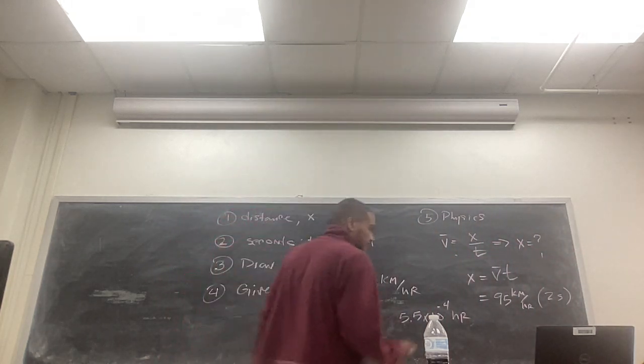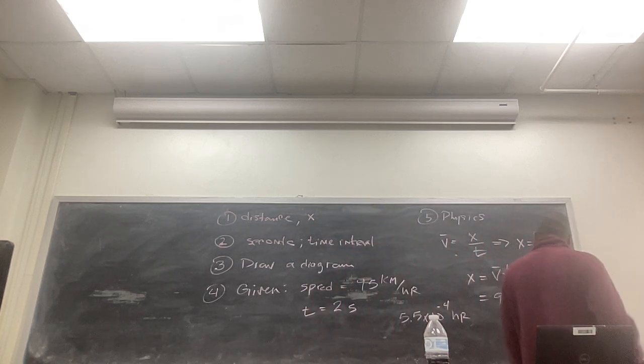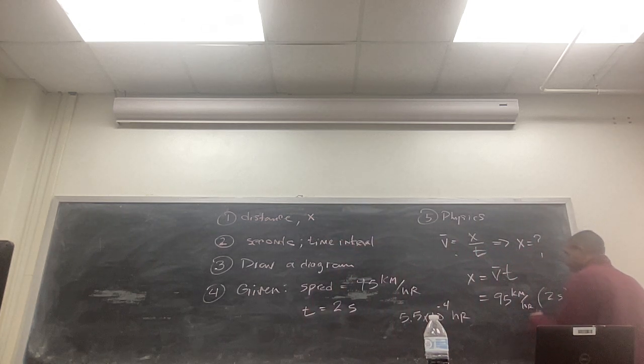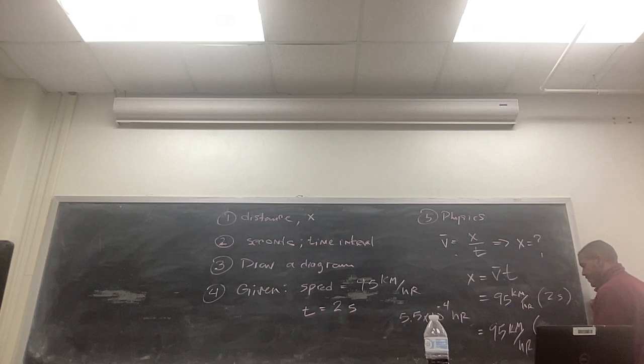All right. I got no trash can. So now I just do what? I just put my number in the equation. 95 kilometers per hour times 5.5 times 10 to the minus 4 hours.